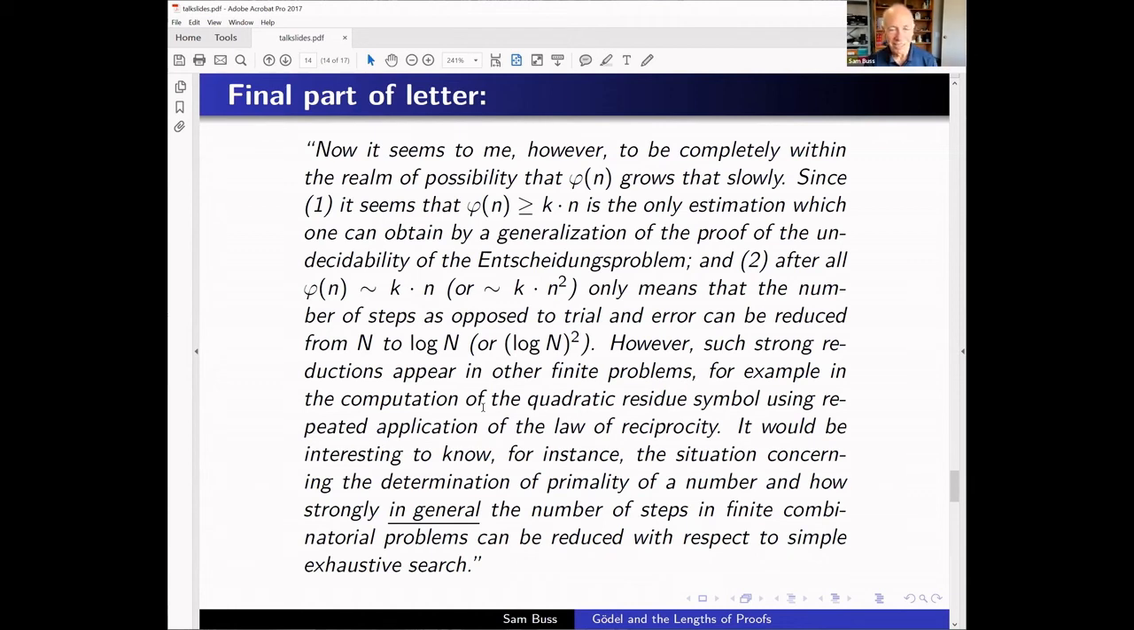It would be interesting to know, for instance, the situation concerning the determination of primality of a number and how strongly, in general, the number of steps in finite combinatorial problems can be reduced with respect to simple exhaustive search. So, I mean, Gödel has really put his finger here without knowing the concepts of P and NP and without really working at all with polynomial time. I think he's working with linear or quadratic time instead. He's really put his finger on one of the key points of the P versus NP problem, right? You know, so even before the definitions were here.